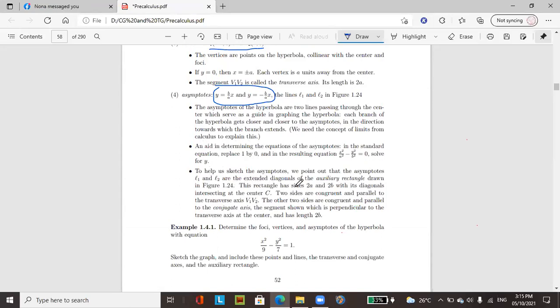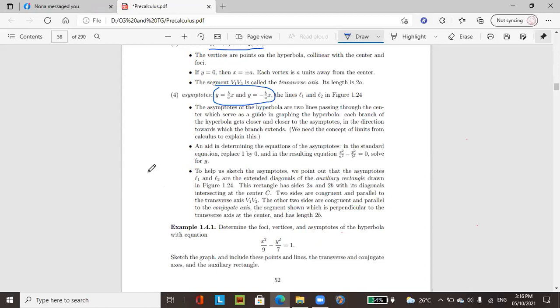This rectangle has sides 2a and 2b with its diagonals intersecting at the center. So two sides are congruent and parallel to the transverse axis V1, V2. The other two sides are congruent and parallel to the conjugate axis. So the segment shown, which is perpendicular to the transverse axis at the center, has length 2b.